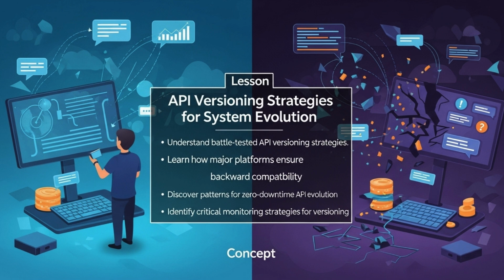We'll discover production patterns for zero downtime API evolution, ensuring your systems remain robust and available. And finally, you'll identify critical monitoring strategies that prevent versioning disasters before they even start. Get ready to transform your approach to API evolution.